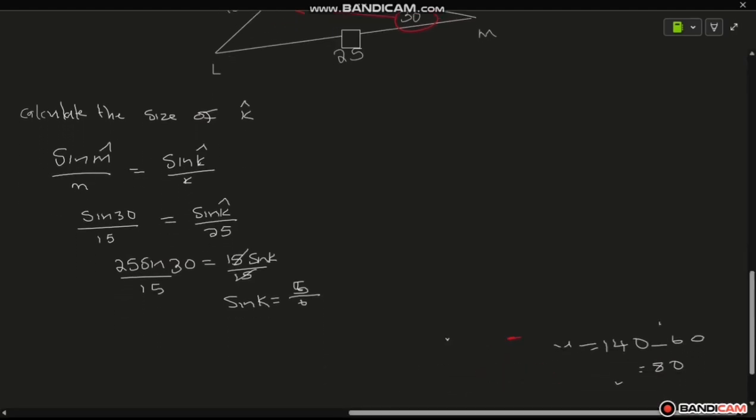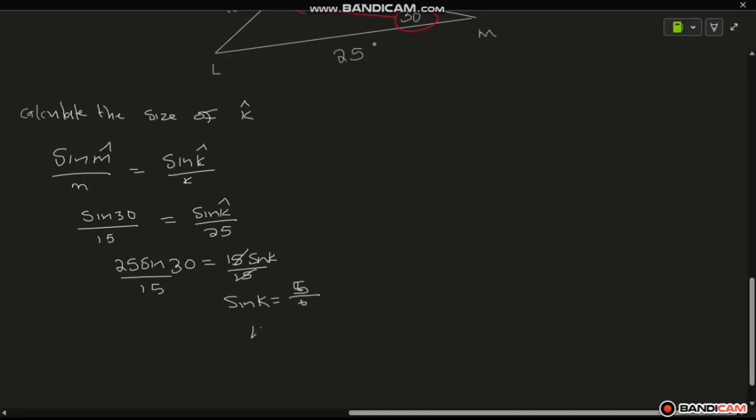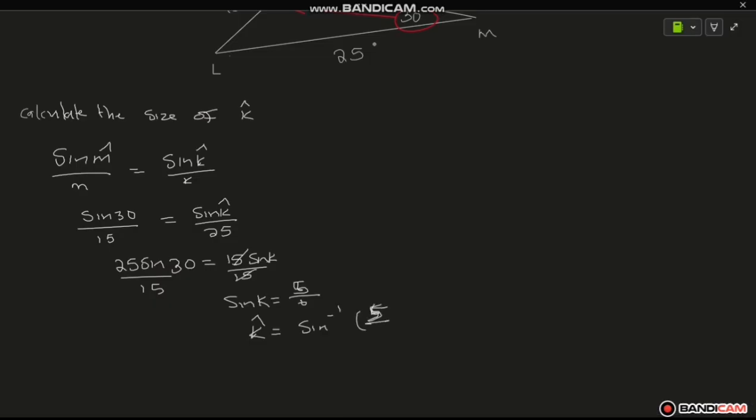Let me try to erase this. Okay. Therefore, angle K, we actually solve it. Angle K is arc sine 5/6. Therefore, you punch your calculator, K equal to arc sine 5/6. What's the answer? It's 56.44.